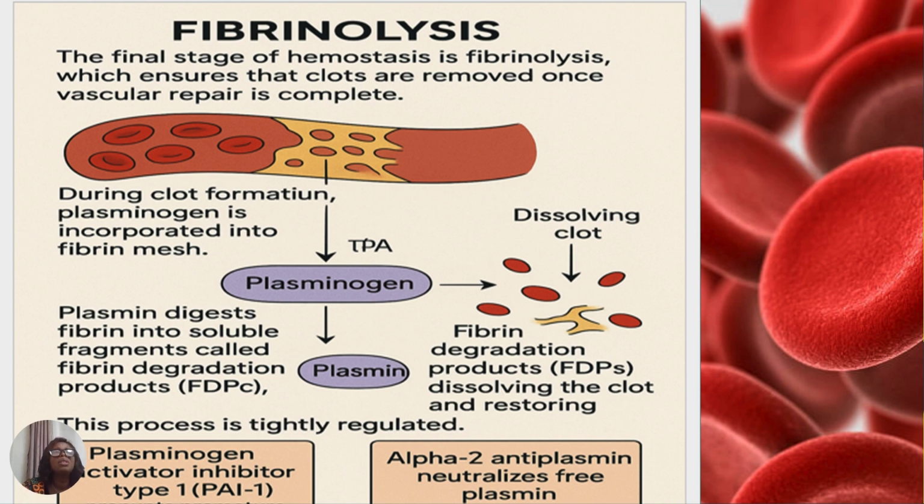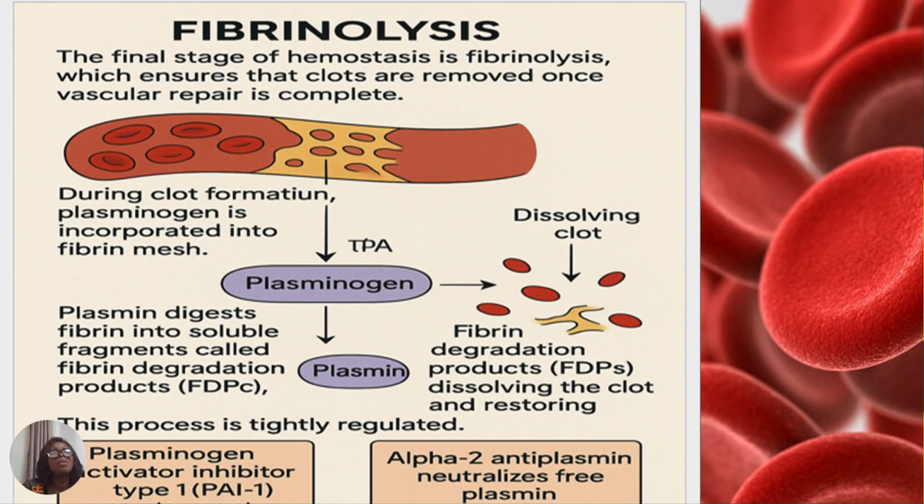This is a diagrammatic explanation of what fibrinolysis is all about. At the final stage of hemostasis is fibrinolysis, which ensures that clots are removed once vascular repair is complete. And this process is triggered by conversion of plasminogen to plasmin, and plasminogen is converted to plasmin by activators, tissue plasminogen activator, and urokinase plasminogen activator. Once plasmin is formed, the plasmin goes ahead to do what? Digest fibrin clot into soluble fragments called fibrin degradation products.